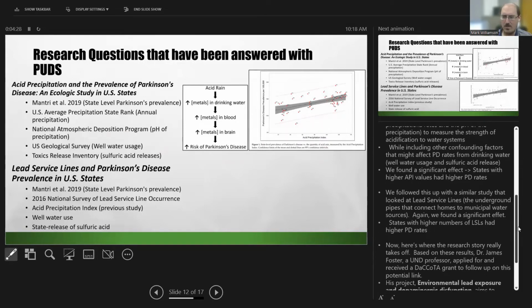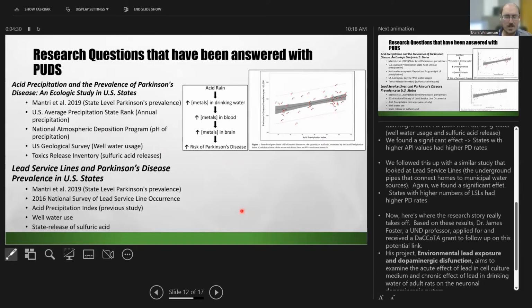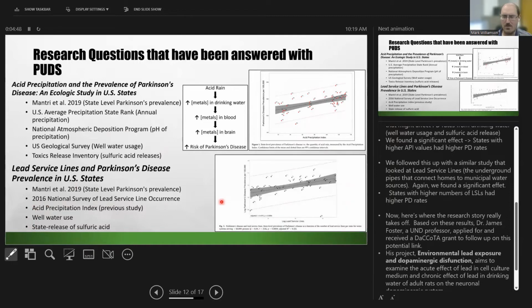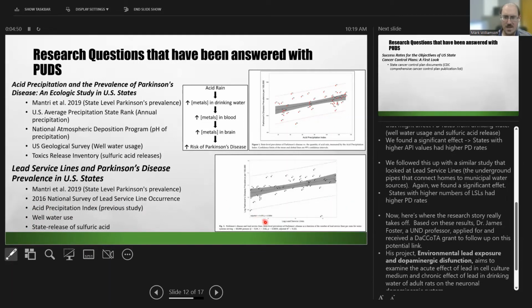Then we followed up this study with a similar study that looked at lead service lines, from the National Survey of Lead Service Line Occurrence. These are the underground pipes that connect homes to municipal water sources, and lead is a heavy metal. Again, while using some other confounding factors, we did find a significant effect. States that had a higher number of log lead service lines tended to have higher Parkinson's disease rates.